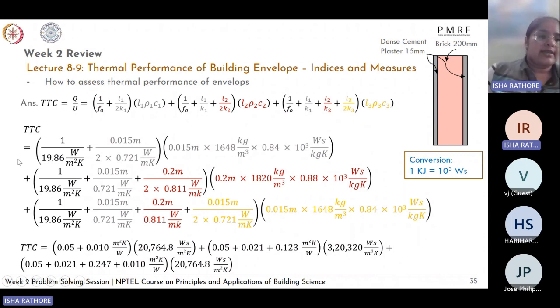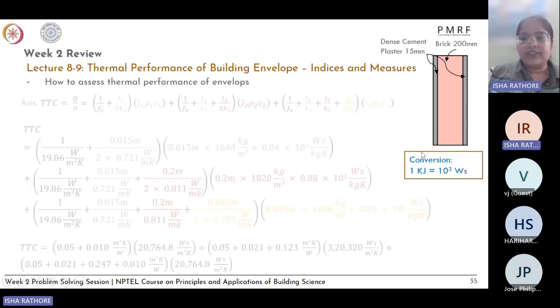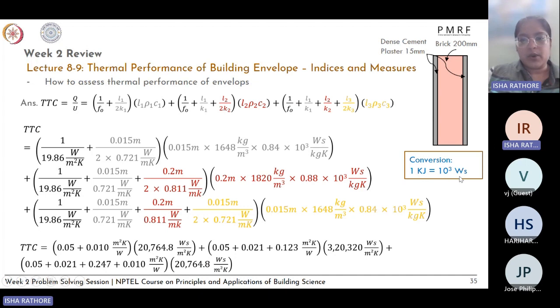Now when we solve for TTC, we just put all of these values and check that the units are correct. The outside film coefficient is 19.86. Thickness is again put in meters, 2 times conductivity in watt per meter Kelvin. And then the L1, rho 1, C1: thickness, density, and specific heat. The specific heat was given to us in kilojoule per kg Kelvin, so we have converted kilojoule to watt seconds.